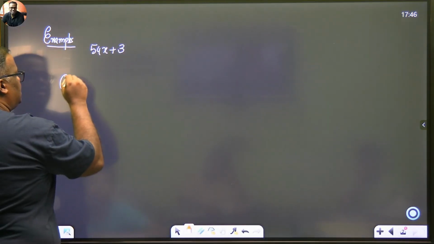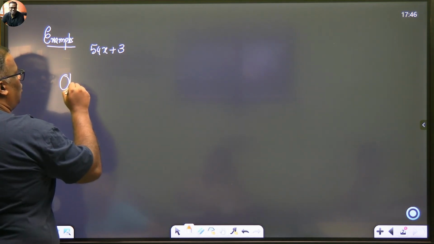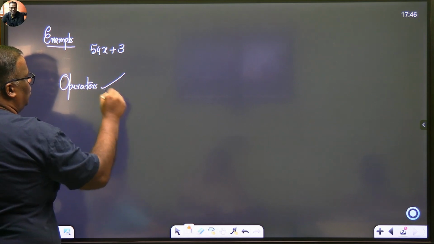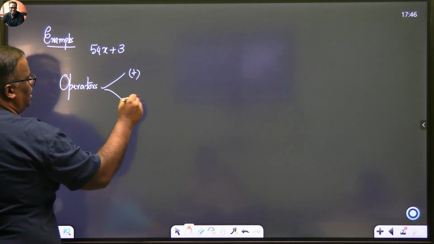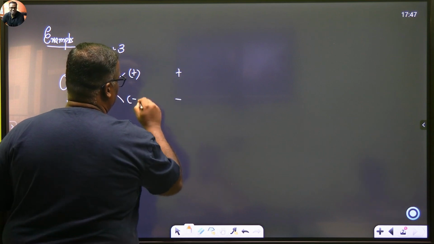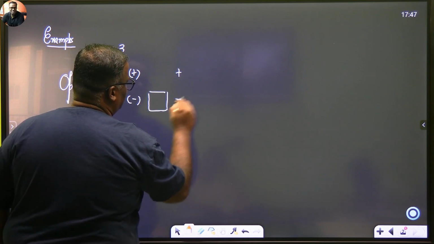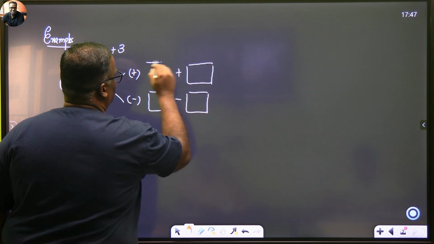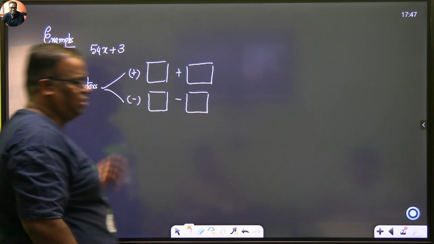Now, I said that we will be talking more on the operators, which are the positives and the negatives. Suppose you look at the two operators, positive and negative. The positives and negatives always appear in this way, in which on this side you will have something, and on this side you will have something. Here also you'll have something on this side, something on this side. Is it correct or not? Just check.